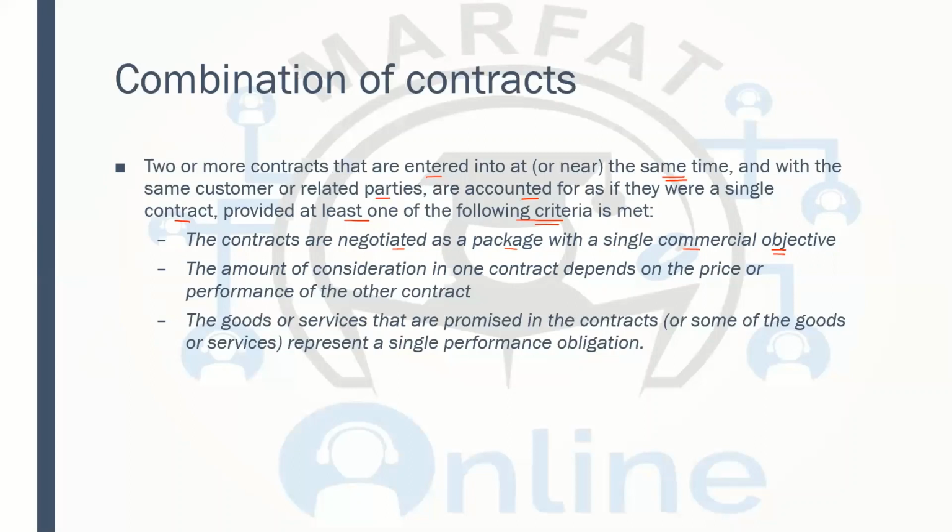The contracts are negotiated as a package. Like you are actually buying one product, and they say, okay, I'll be buying this product and this product as well. The amount of consideration in one contract depends on the price of the performance of the other contract. Now it is quite simple. You see the same example. If I am buying only the PC, they will be giving me a different price. But because I am buying multiple products from them, they are going to give me a different price. Because I'm buying 2 to 3 things, 3 to 4 things, due to bulk purchase, by purchasing many products, they will be giving me a discounted price, obviously.